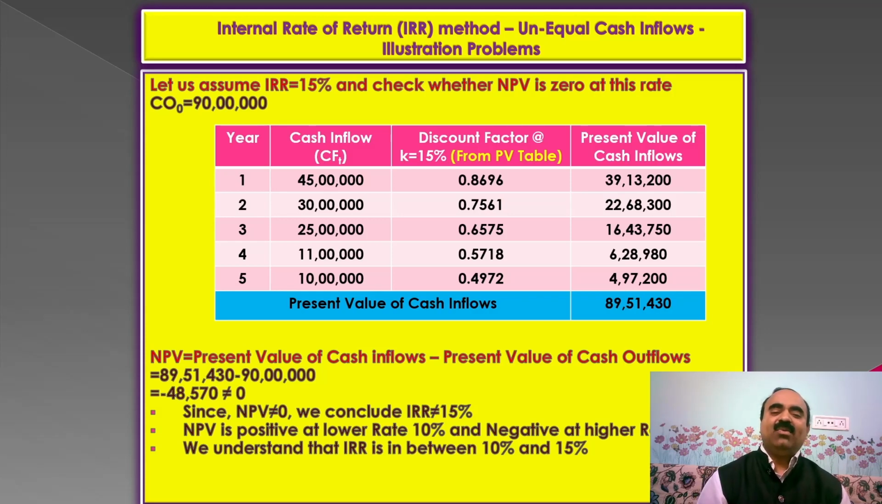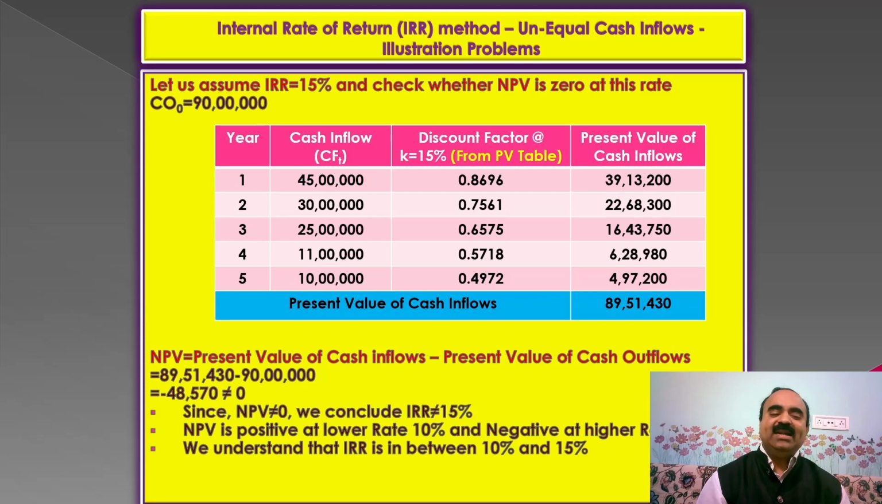For example, in year 1, 45 lakhs was multiplied with 0.8696 and derived the present value of cash inflow of 39 lakhs 13,200. Similarly, in year 2, 30 lakhs was multiplied with 0.7561 and derived the value of 22 lakhs 68,300. After finding the values for years 3, 4 and 5, I had added the present value of cash inflows of all the years and got the value as 89 lakhs 51,430, which was shown in the blue row.